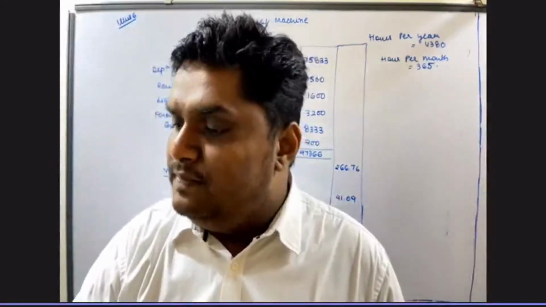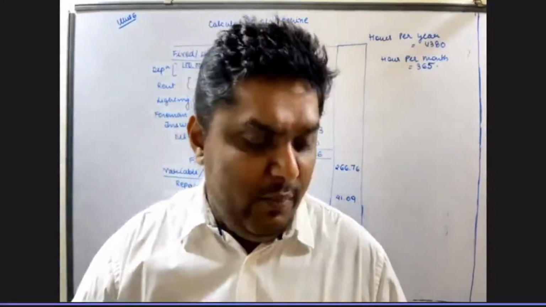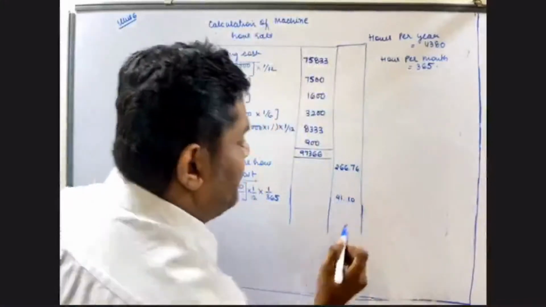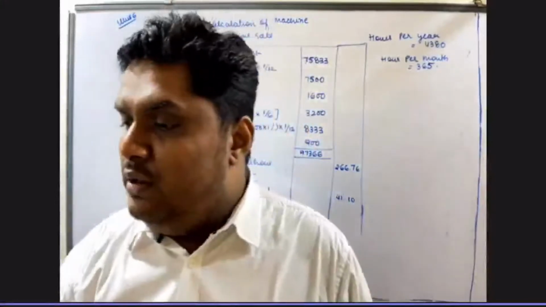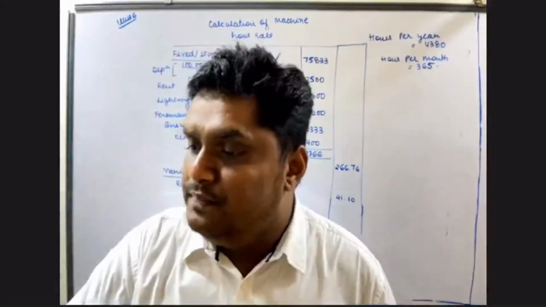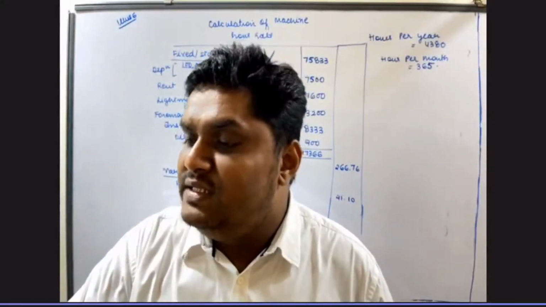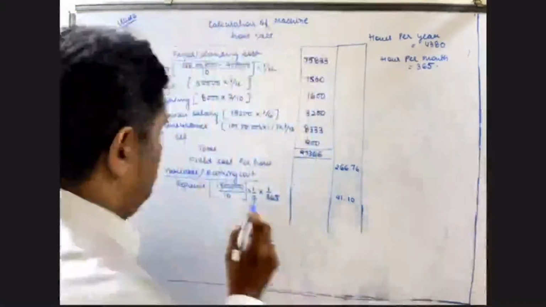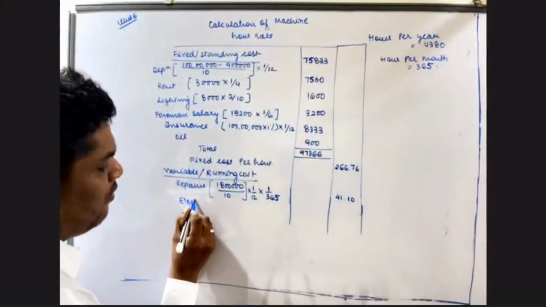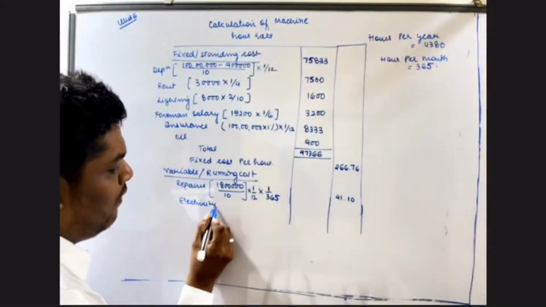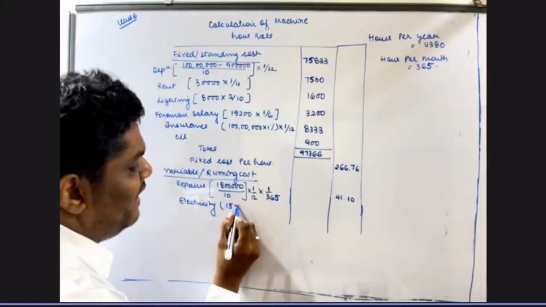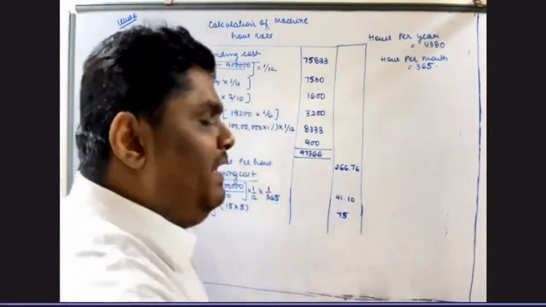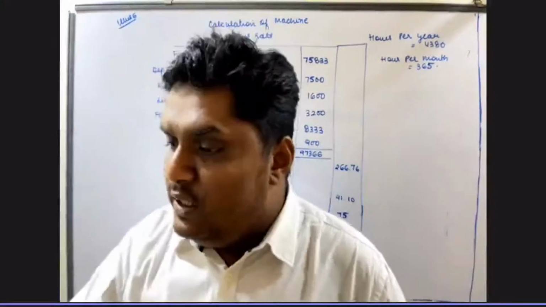Thereafter, 41.0958, so we'll take it as 41.10. Thereafter, it is given in the question that the electricity consumption is 15 units per hour and the rate is rupees 5 per unit. So again, a variable cost. 15 units every hour and the rate is 5 per unit. So 75. This will be my electricity cost. Apart from this, I don't think there are any other costs.